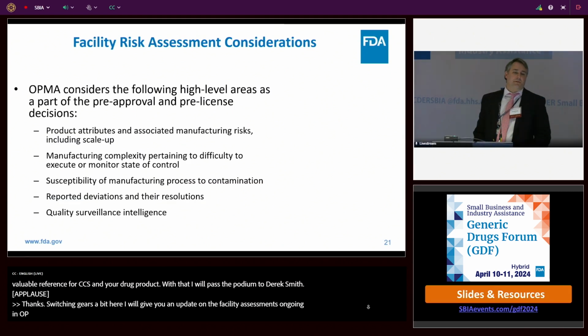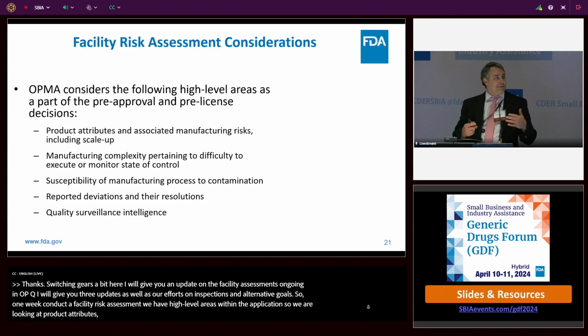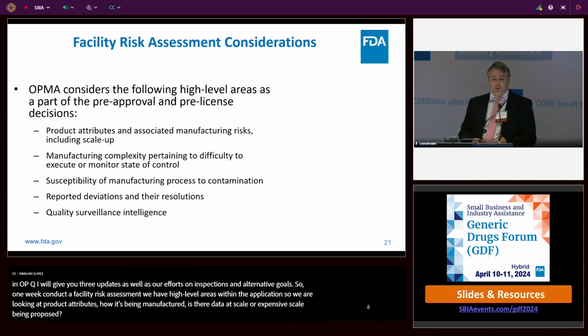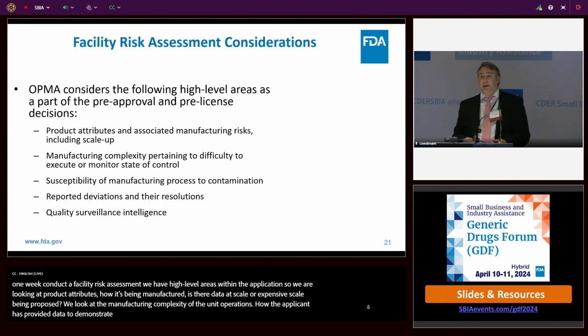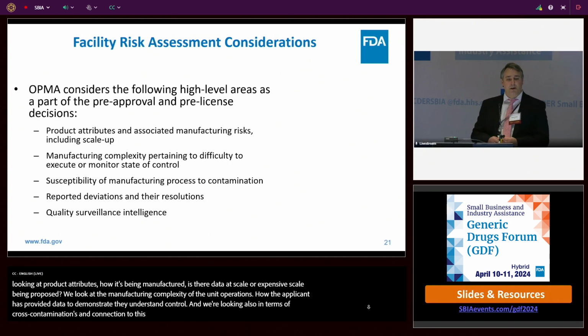When we conduct a facility risk assessment, we're looking at high-level areas within the application. We're looking at the product attributes, how the product is being manufactured, is there data at scale, or is there extensive scale-up being proposed? We're looking at the manufacturing complexity of the unit operations, how the applicant has provided data to demonstrate that they understand the state of control. And we're also looking at cross-contamination. Extractables and leachables was a good connection to this talk, possibly from the processes Chris talked about.